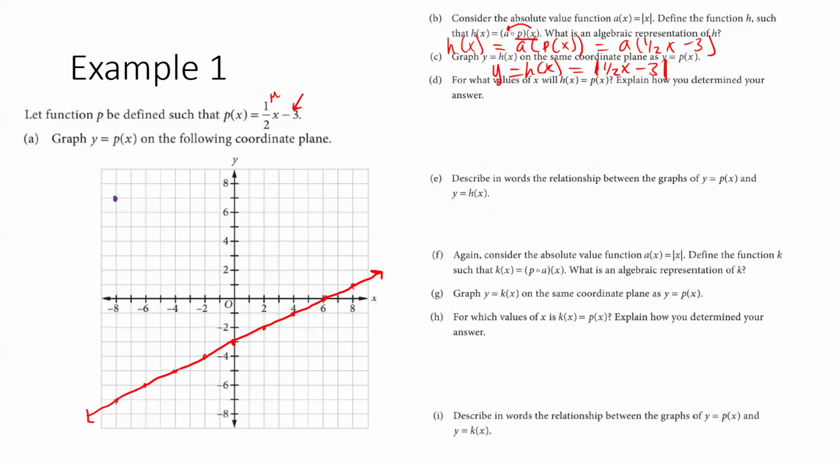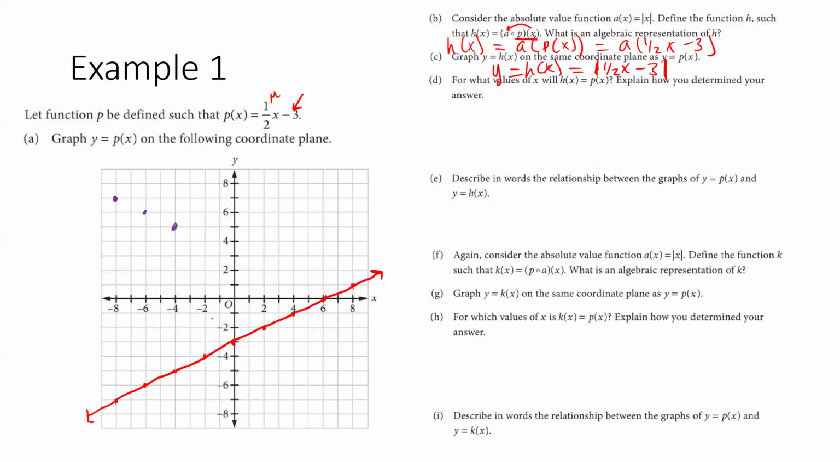And what's going to happen to all these points? They're going to do the same thing. All of my negative outputs are now going to become positive because they're going inside the absolute value. Does that make sense? So all of my negative outputs are now becoming positive outputs because they're going through the absolute value function. So where it's -6 at -6 is now +6. Where it's -5 at -4 is now +5.